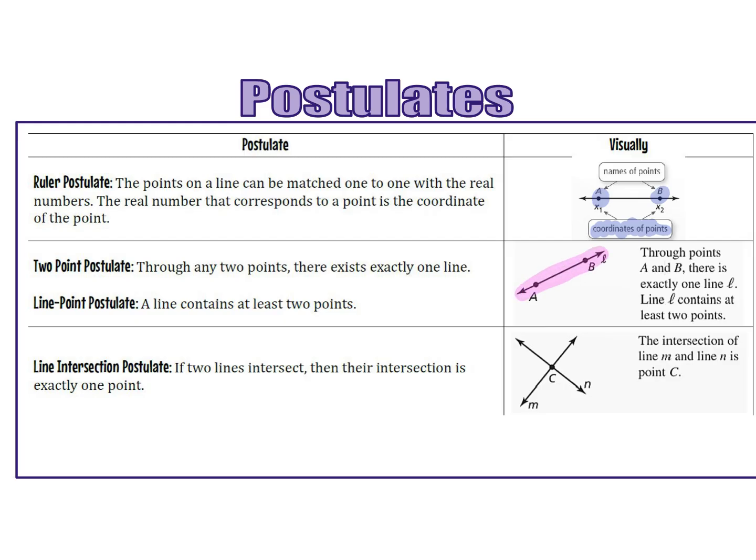The 2-point postulate, which we actually identified when we were first defining a line: through any 2 points, we can draw exactly one line. And then the line point postulate says a line contains at least 2 points. These two obviously go together, right? If I can draw 2 points to pass through a line, then a line must contain at least 2 points. And in theory, a line really contains an infinite number of points. Then the line intersection postulate says that if 2 lines intersect, they intersect at exactly 1 point. We spent a lot of time in Algebra 1 talking about what happens when 2 lines intersect, and we know that if they do intersect, it's just going to happen once.